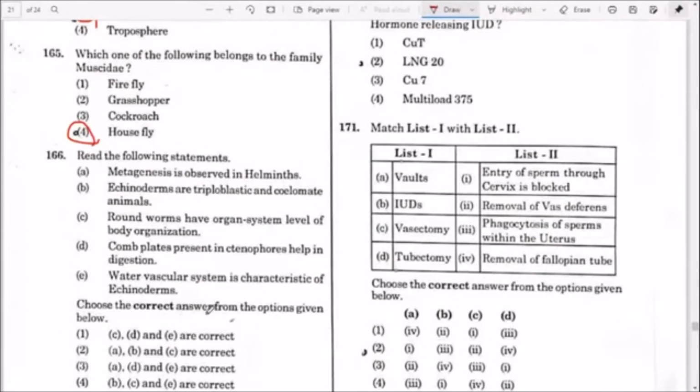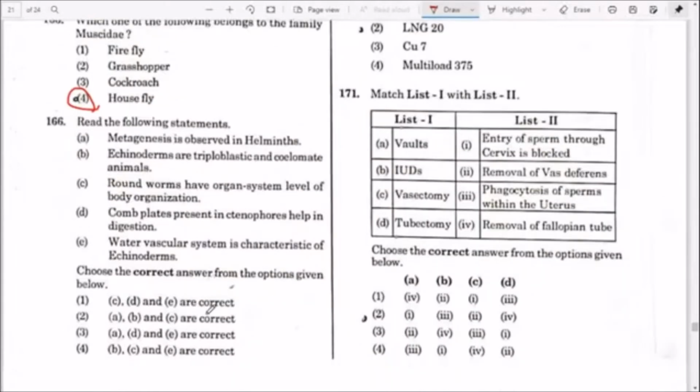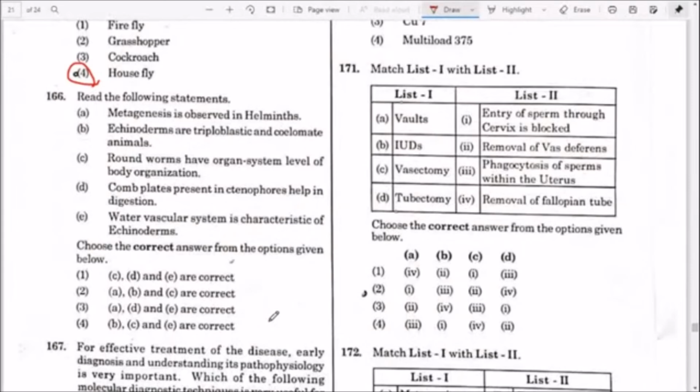Metagenesis is observed in helminthes. Echinoderms are triploblastic and coelomate animals. Roundworms have organ system level of body organization. Comb plates present in ctenophores help in digestion. Water vascular system is characteristic of echinoderms. Choose the correct answers from the options given below.